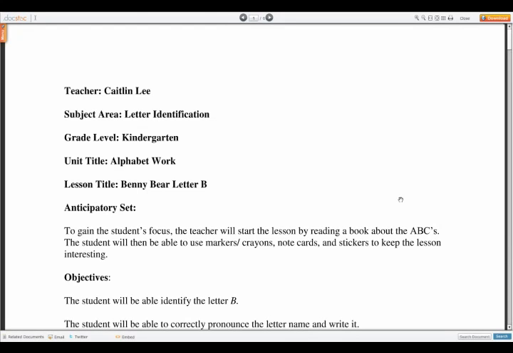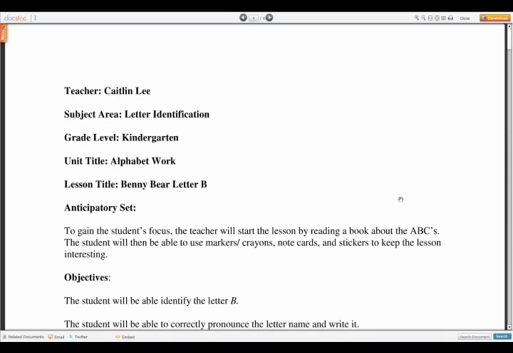To gain the students' focus, the teacher will start the lesson by reading a book about the ABCs. I saw this on a couple of lesson plans that were turned in to me. I wonder if y'all used this as an example. The student will then be able to use markers, crayons, note cards, and stickers to keep the lesson interesting. I still don't see what the teacher is doing besides reading a book, which is a very basic hook.